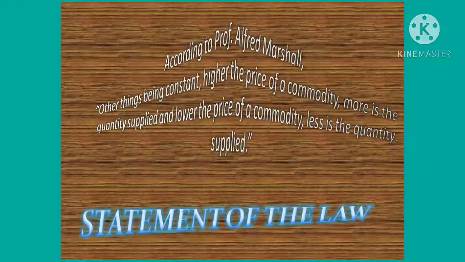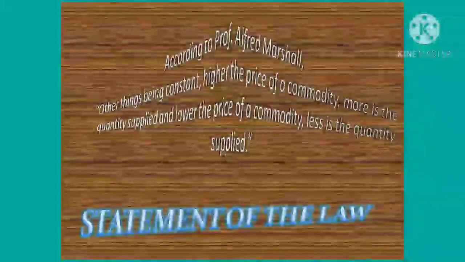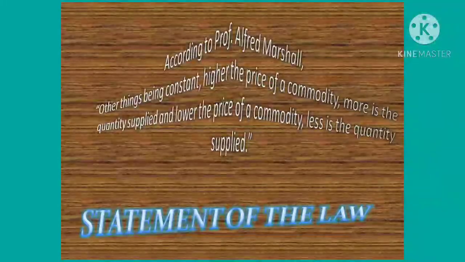Statement of the law. Other things being constant, higher the price of a commodity, more is the quantity supplied, and lower the price of a commodity, less is the quantity supplied.